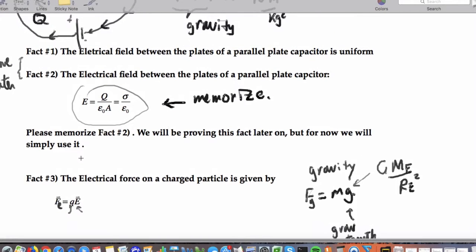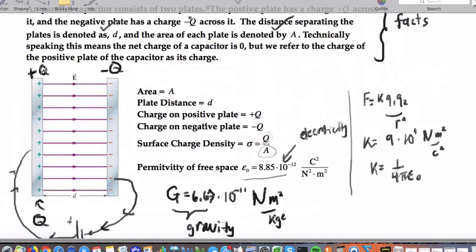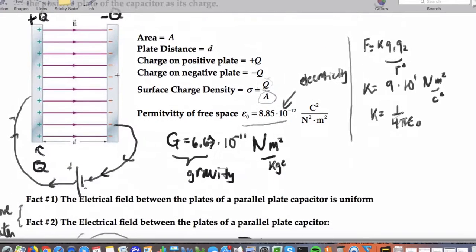The one thing that we need to memorize, though, in terms of math, is this formula for the electric field in between the plates of a capacitor. Why this is true, we're going to learn later on. So, again, the electric field between a capacitor is uniform. The left plate has a charge plus Q, the right plate has a charge negative Q.